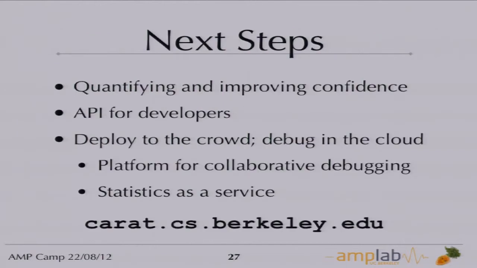Okay, so right now we're focusing on quantifying and improving the confidence. We're hoping to roll that out into the client code soon. Another important direction that we're looking at is providing an API for developers. Some of the developers whose apps have been listed as hogs and bugs were understandably concerned about that fact and wanted to understand what was going on.